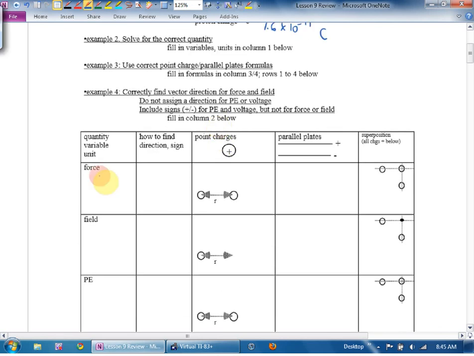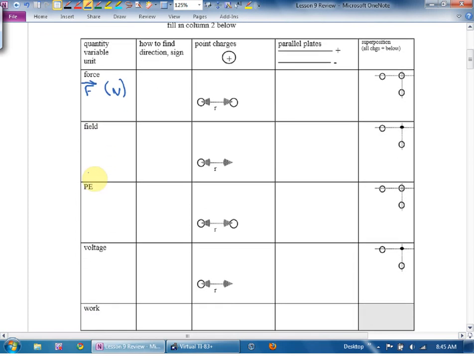It says, fill in the variables and the units in the column below. So what variable do we use for force? What have we used all of our physics career? F. And what are the units? Newtons. And it's a vector. What variable do we use for electric field? E. What were the units for electric field? You can figure it out by looking at your formula sheet. There's two of them, I believe. Newtons per coulomb and volts per meter. Those are both hidden in there in those two equations with a capital E in it.